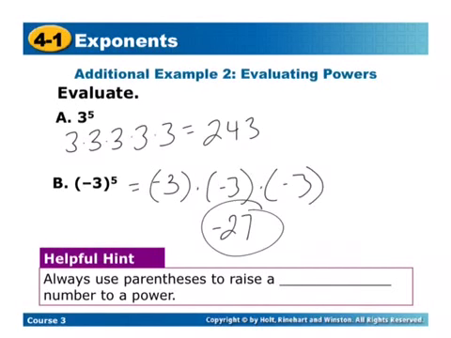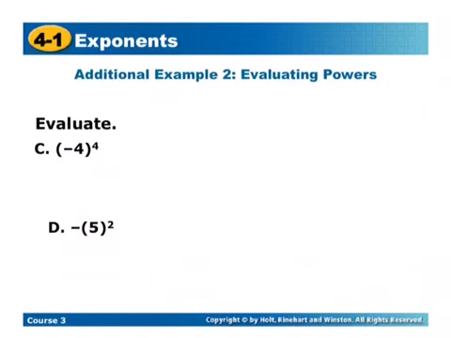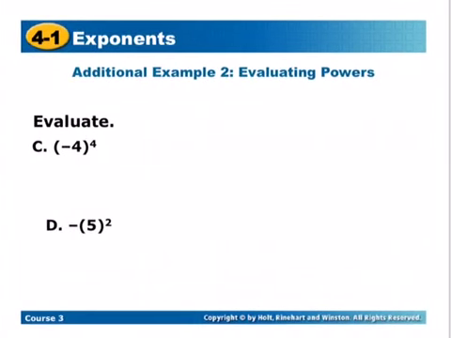Now, as a hint, you always want to use parentheses to raise a negative number to a power. Because if you don't, it actually means something different than what you would think. So let's look at an example of what I mean by that. Here we have negative 4 to the 4th power, so the negative is inside the parentheses. So this actually means that we're taking negative 4 multiplied by itself 4 times.